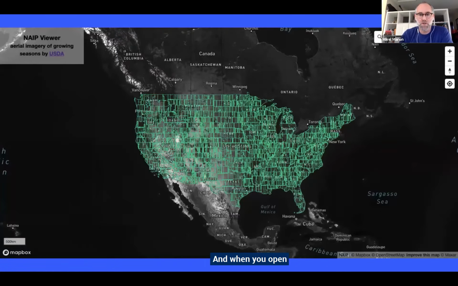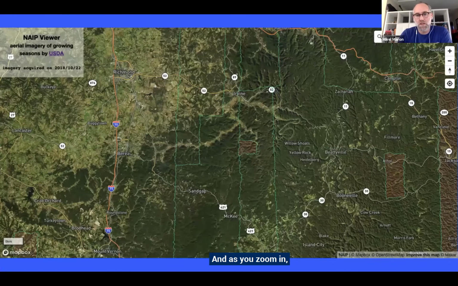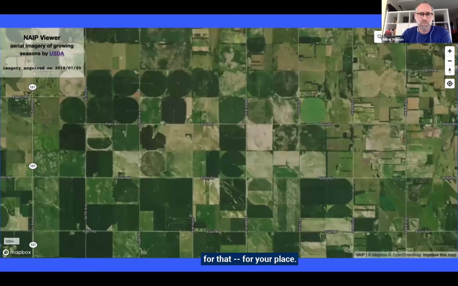And when you open it up, this is the continental United States. You see every NAIP image is there, and there's green boundaries. And as you zoom in, you actually see the imagery, and you can mouse over to actually see when it was acquired, and pan and zoom, geolocate yourself. So you can just click, and wherever you are, it will locate you and bring you to where the imagery is for your place. And it's really a stunning resource.